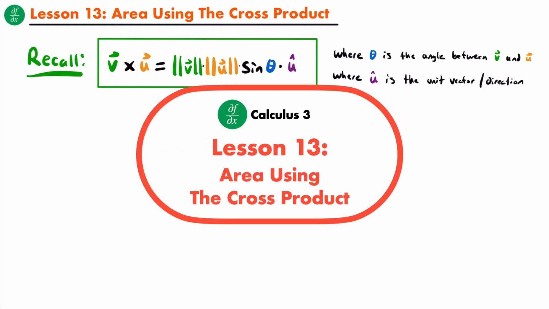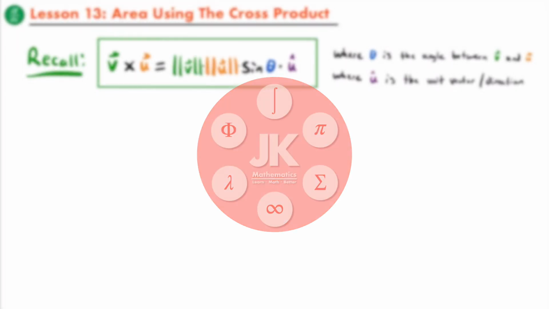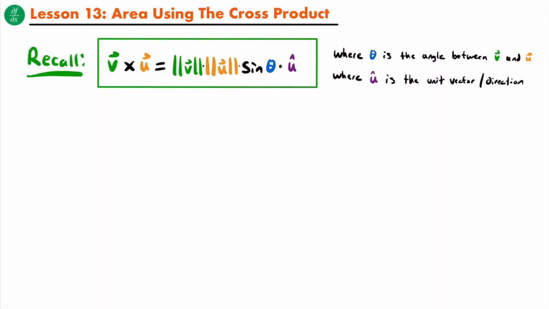Welcome back. Let's learn how to find area using the cross product. Alright, so previously you were introduced to the cross product, which is another way of multiplying two vectors together. And in this video, we're going to look at one of the uses of the cross product, which is the ability to find the area of parallelograms and triangles with vectors.